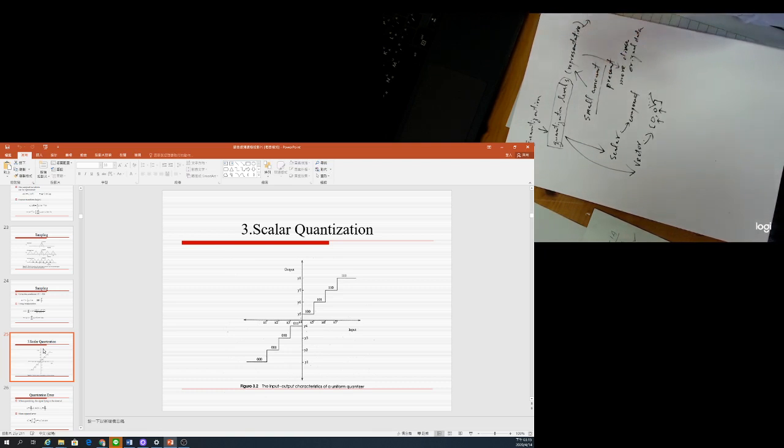Because in this course we are talking about compression, we try to make good use of this and reduce your data volume. So the critical scheme is quantization. You can see this figure here. This presentation is more like a scalar quantization.